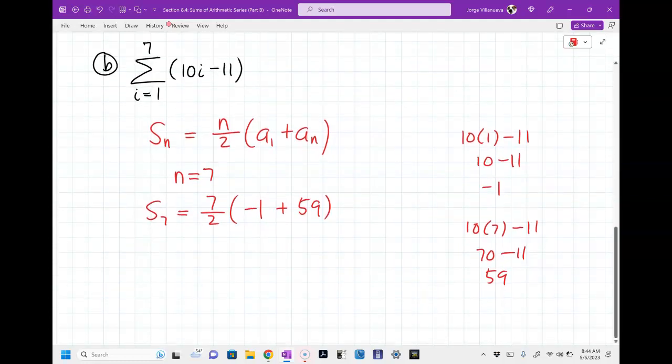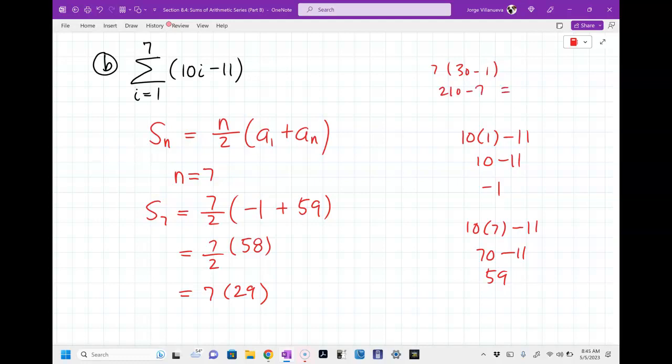Okay. Now I'll add the two numbers on the right side because I can't divide 7 divided by 2, so I'm just going to leave it like that. But adding on the right side is going to be 58. Half of 58 is 29. What is 29 times 7? That's 30 minus 1 times 7, so that's 210 minus 7. So it's 203. That's going to be your answer.